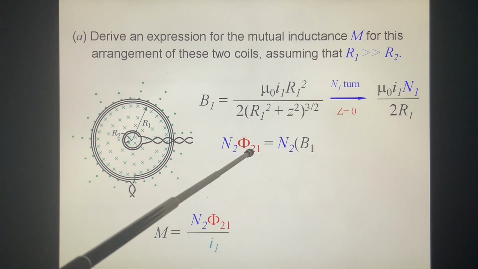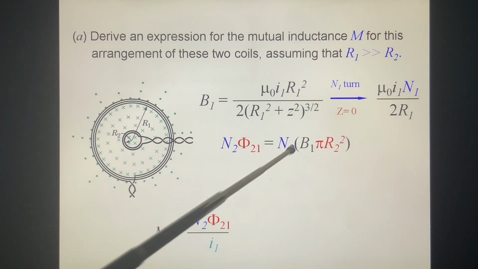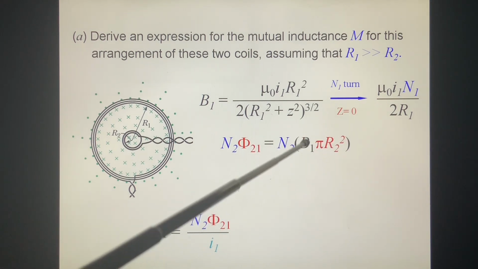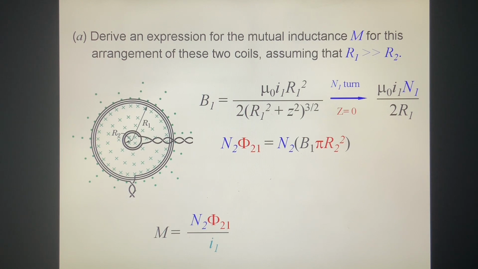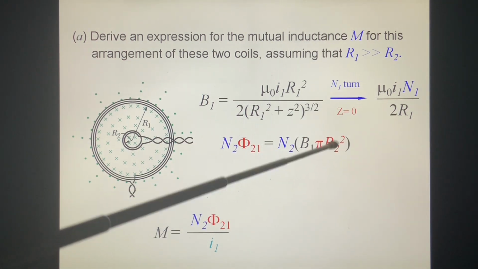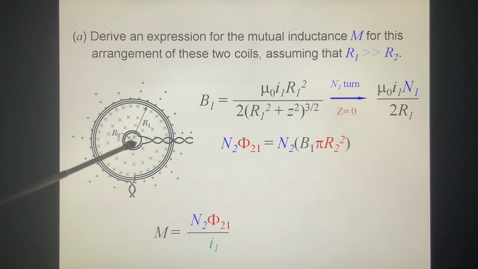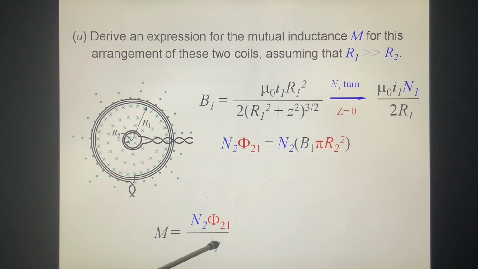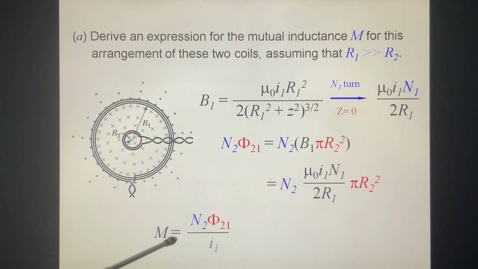So N2 phi21 equals N2 times B1 multiplied by the area. The coil is very small, so we take the field to be uniform. This area is pi R2 squared. We put in the B, and since B contains I1, the I1 cancels out. Putting the B inside into the definition, we get the mutual inductance.